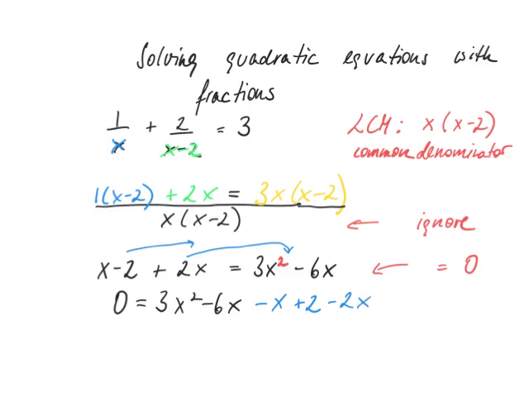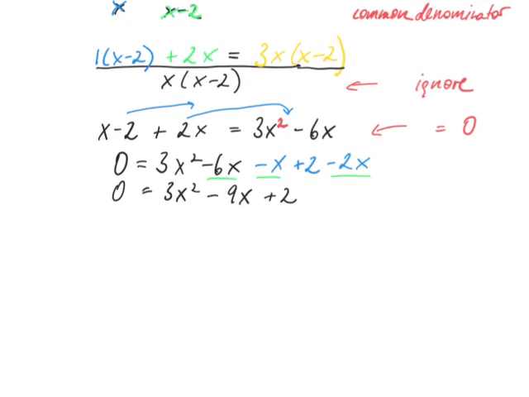Okay, and then I put it all together. So we have 3x squared, minus 6x minus x minus 2x. That gives me minus 6 minus 1 is minus 7, minus 2 is minus 9x. And I have then a plus 2. Okay, good. So this would be my quadratic equation.